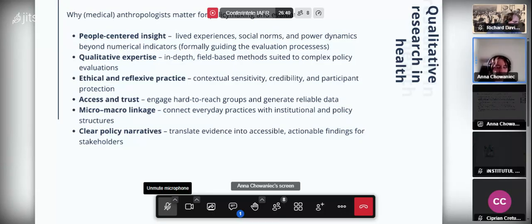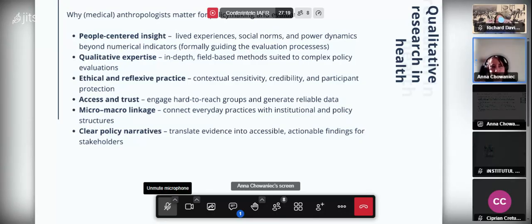So they are able, as I said, to connect this micro level of individual experience with macro level, systemic perspectives. They provide a whole toolbox of qualitative methods. They are sensitive to ethical and reflective practices in doing research with human subjects, and it's a big part of how we do research. We are able to gain access and trust to hard-to-reach populations, which I will show you in one of the projects I'll be presenting. And they are also skilled in providing narratives.